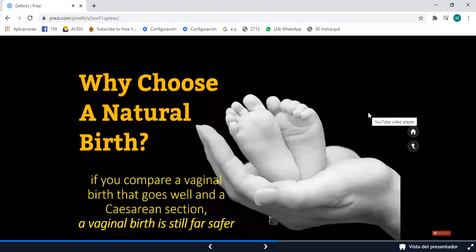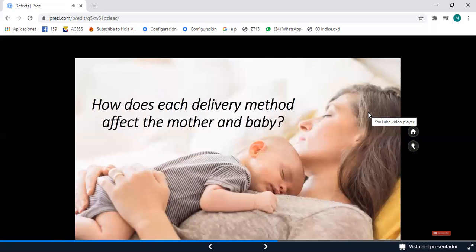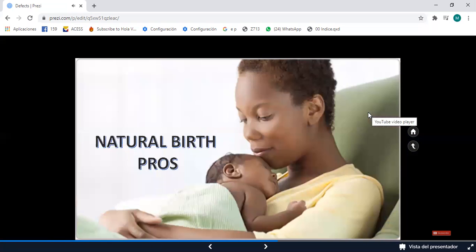If you compare a vaginal birth that goes well and a cesarean section, a vaginal birth is still far safer. Health concerns make a doctor recommend either natural or C-section births. But how does each delivery method affect the mother and baby?